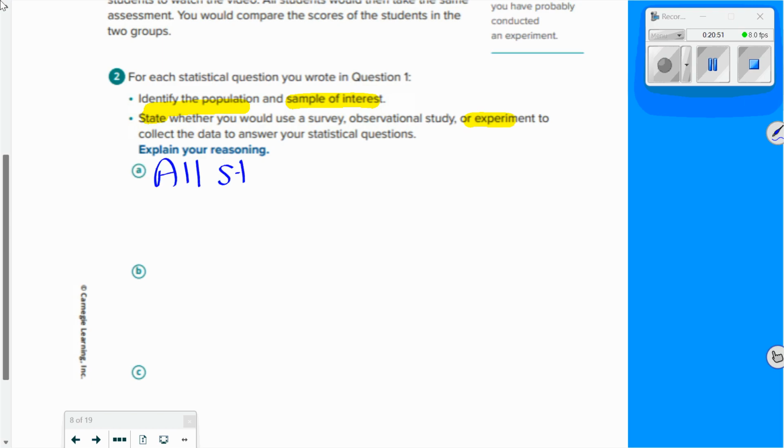All students at KMS. What is my sample? Who am I going to talk to or observe? Do I want to ask 567 students? Do I want to take the time to do that? No. So I need a smaller part of the population. What could it be?